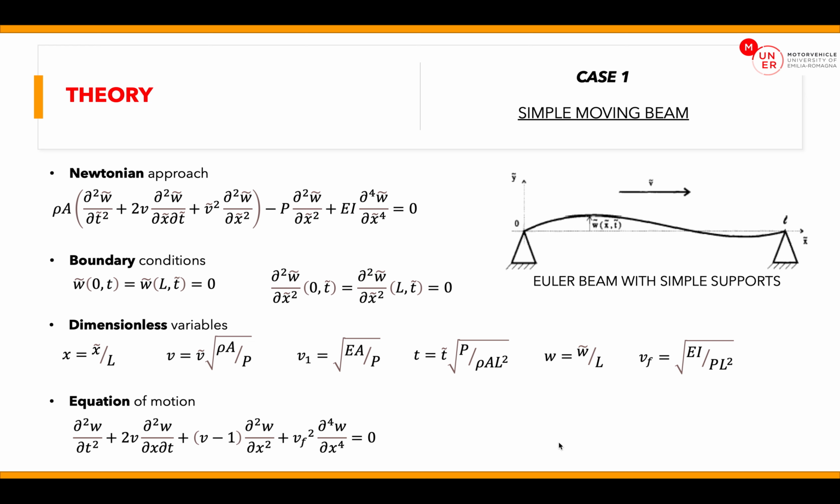We found the equation of motion, first going through the Newtonian approach. In the equation we can see the inertia force, the axial tension, and the last component is due to the bending stiffness of the belt. Then we consider the boundary conditions of a simply supported beam. It is also useful to go to a non-dimensional problem, and at the end we arrived at the last equation, which is the equation of motion.